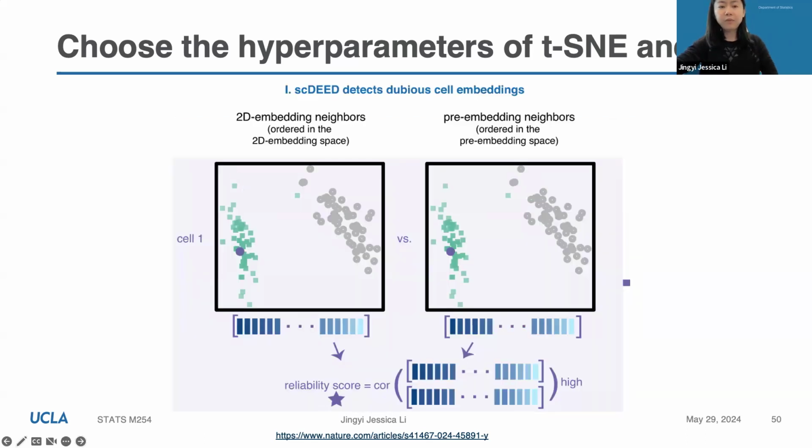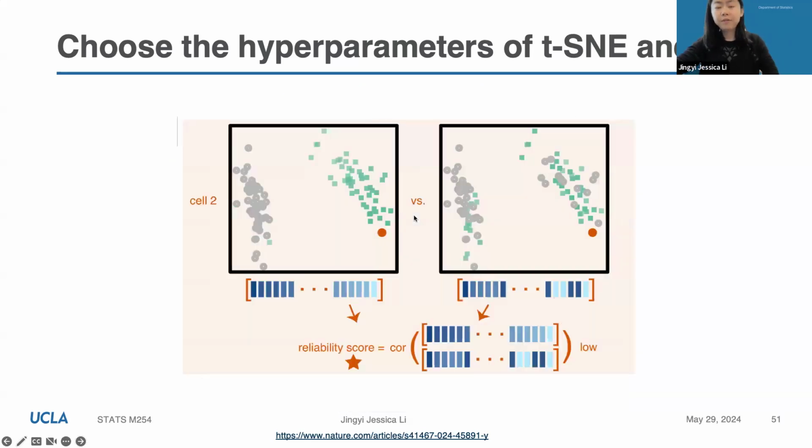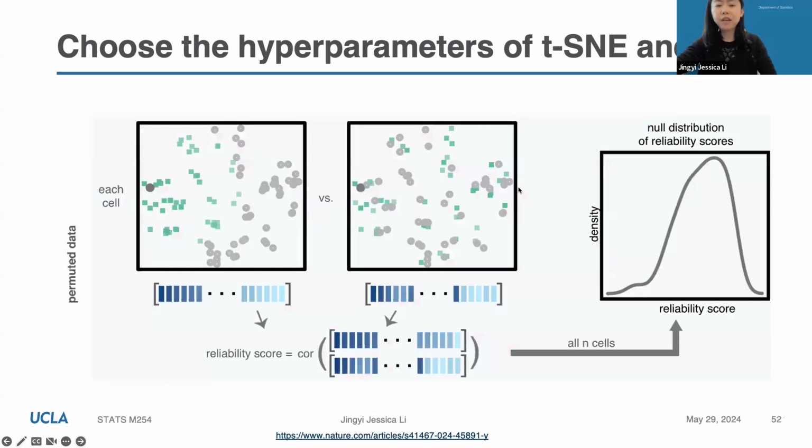So this is one cell as a good example to show that its two sets of neighbors are perfectly consistent. And for this cell, we want to show that this is the pre-embedding neighbors. This is the 2D embedding neighbors. We want to show that the neighbors change somehow. And the key here is to decide on a threshold on what we define as a reliability score, which is the consistency measure between the two sets of neighbors.